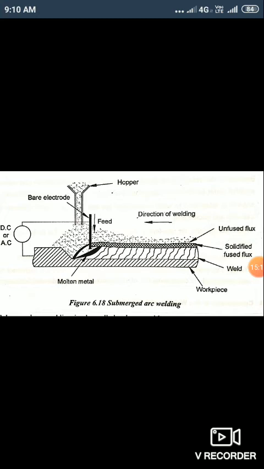The advantages, disadvantages, and applications of submerged arc welding are as follows. First, the advantages: very high quality welds are produced in submerged arc welding. It is a very fast method. Deep penetration can be obtained.